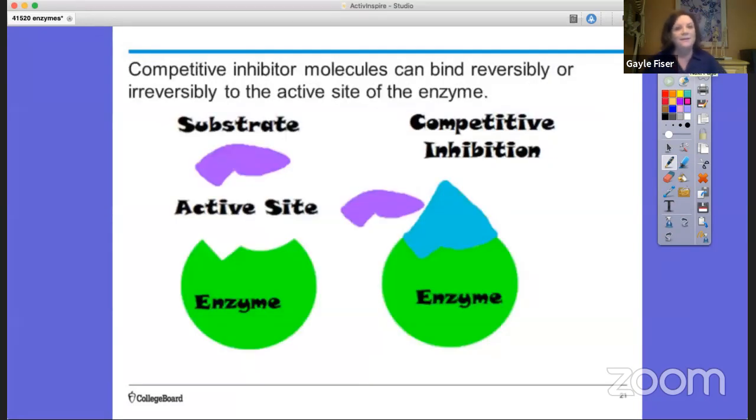All right, so competitive inhibitor molecules. This is one of my favorite topics. Competitive inhibitor molecules can bind reversibly or irreversibly to the active site of the enzyme. So here is the active site of our enzyme that fits our substrate perfectly. Now, our substrate cannot get to the active site because there is another molecule with the same shape that is blocking this substrate. That's called competitive inhibition. It's competing for the same spot.